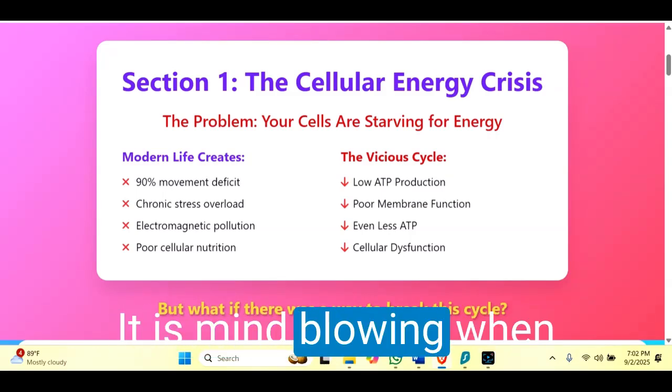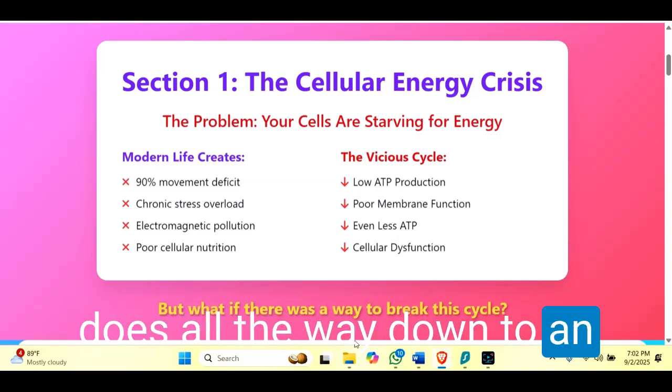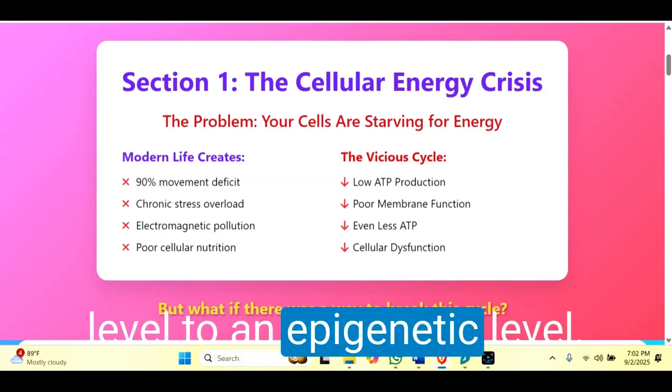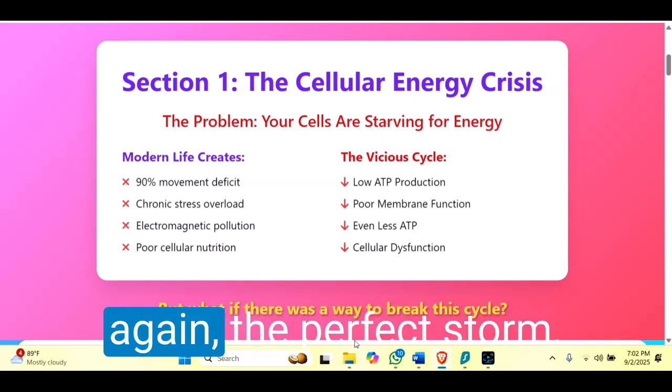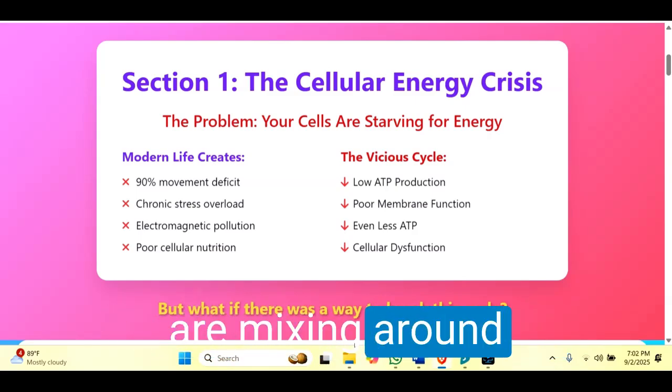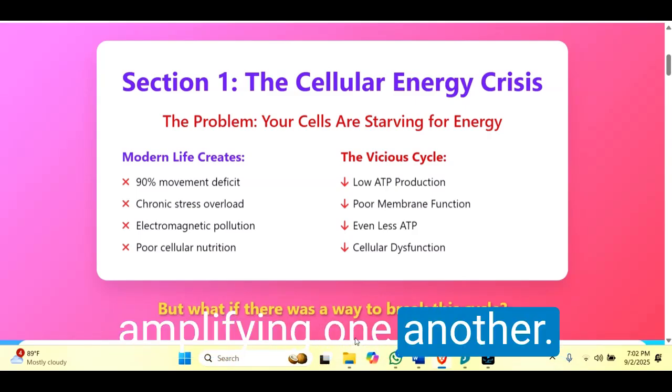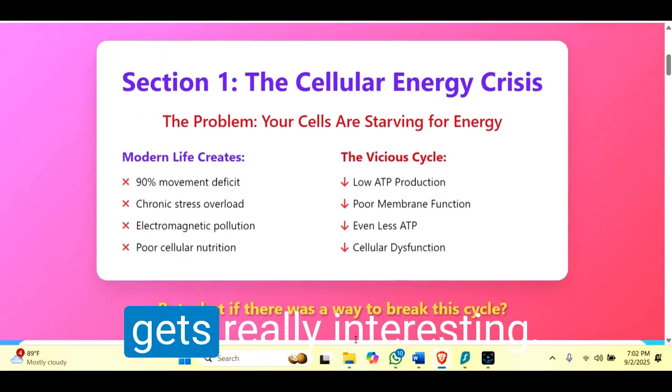It is mind-blowing when we actually see what that does, all the way from a cellular level to an epigenetic level. They've mapped out a lot of that stuff. And now we have, again, the perfect storm. All of these things are mixing around, amplifying one another. And this is where it gets really interesting.